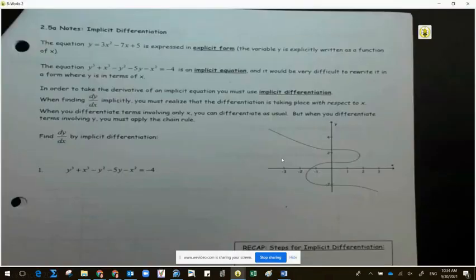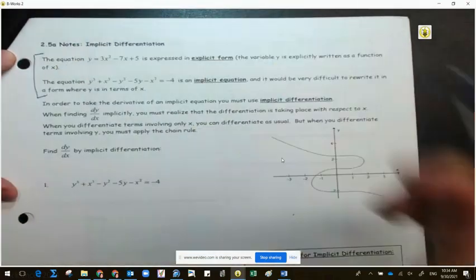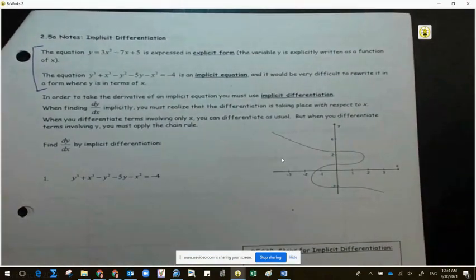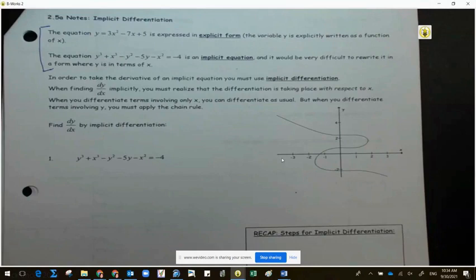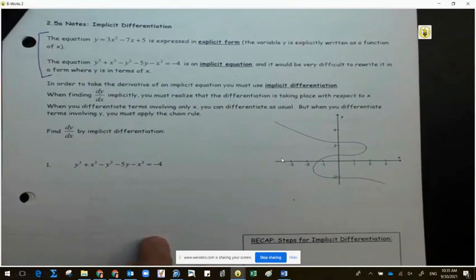All right, Milo, go ahead and read the first two sentences on the top right here. Sounds good. The equation y equals 3x squared minus 7 equals 5 is expressed in explicit form. The variable y is explicitly written as a function of x. The equation y cubed plus x cubed minus y squared minus 5y minus x squared equals -4 is an implicit equation, and it will be very difficult to rewrite it in a form where y is the subject.